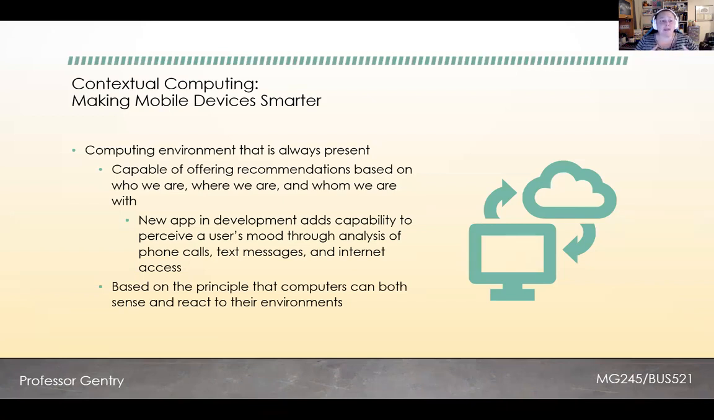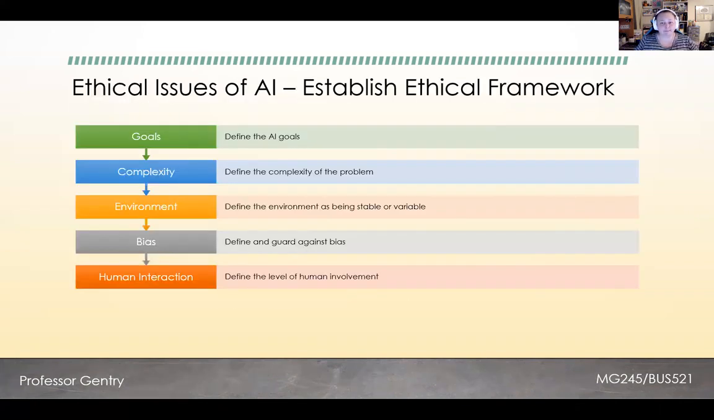Contextual computing means making mobile devices smarter, a computing environment that is always present. You want to be capable of offering recommendations based on who we are, where we are, whom we're with. Okay, new apps in development add capabilities to perceive maybe even a user's mood through analysis, on hearing the inflections in their voice, understanding their text messages, and where they're accessing the internet. This is based on the principle that computers can both sense and react to their environments.